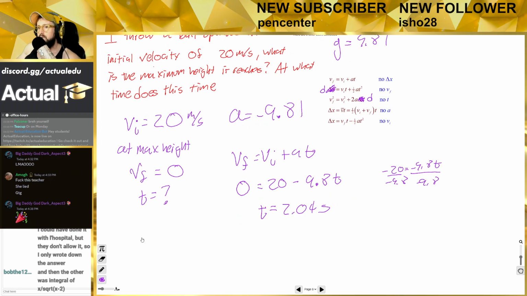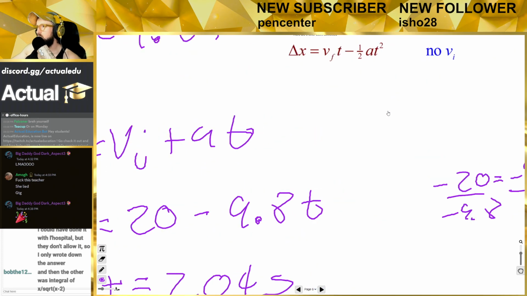And then what can you use in order to find the maximum height? We could use the final velocity, but we have to use one of these equations, right? I want to find the distance it goes up. So which one of these equations am I gonna use?